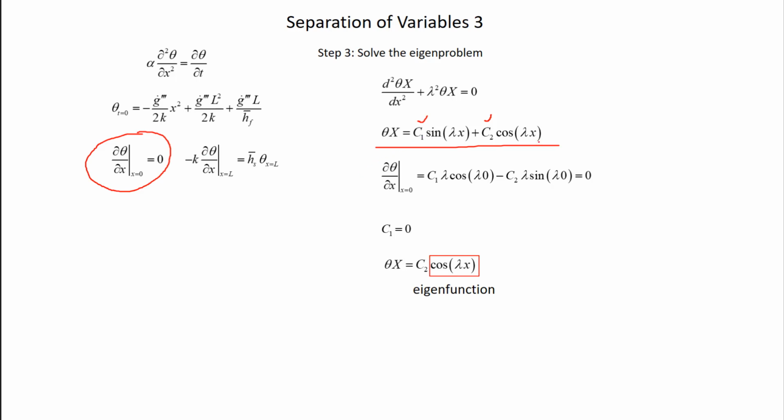So if I take the derivative of this and evaluate it at x equals 0, I get c1 times lambda times the cosine of 0 minus c2 times lambda times the sine of 0. And cosine of 0 is 1, and sine of 0 is 0. So this equation tells me that c1 has to be equal to 0, right? So if I plug that back up into here, it gets rid of my sine terms, and I'm left with only cosine. So my eigenfunctions for this problem are going to be cosines, right?